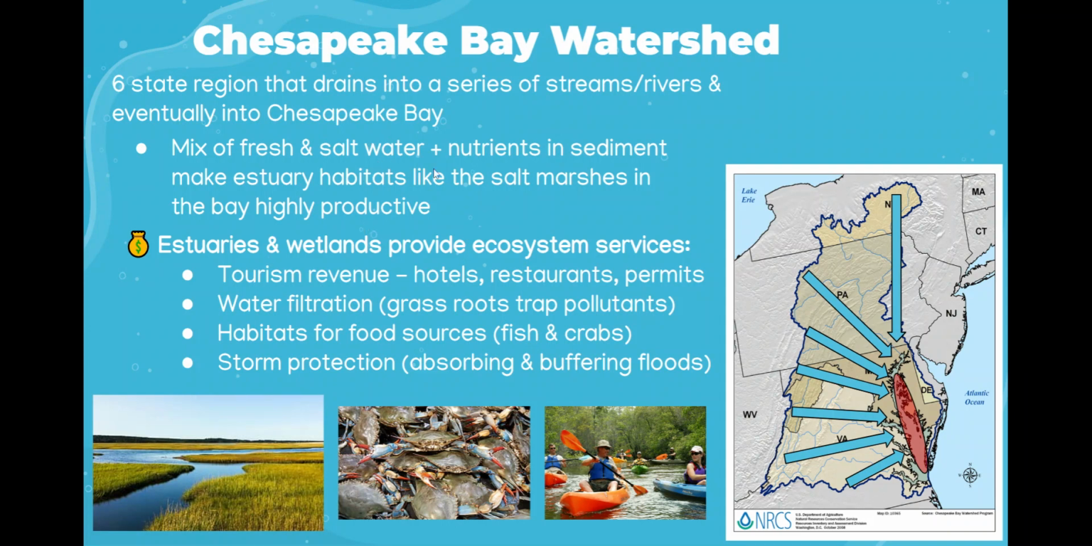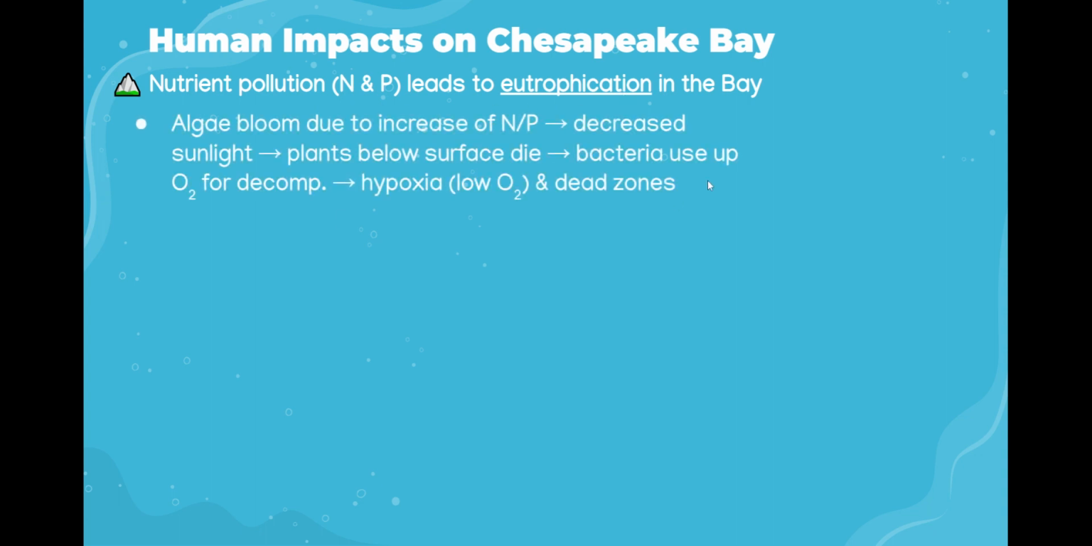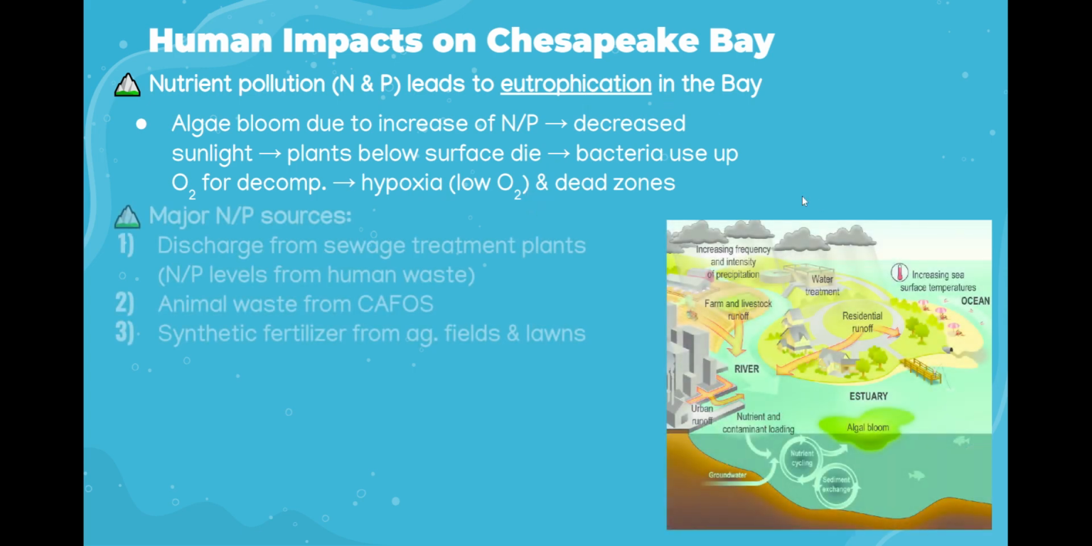Now, because we are using estuaries and wetlands, there are going to be human impacts on them. When we have a lot of nutrient pollution, such as nitrogen and phosphorus, it's going to lead to eutrophication in the bay. We should know by now what eutrophication is. It's when you have an algal bloom due to increased nitrogen and phosphorus. They are limiting nutrients, especially phosphorus. So when you have them in excess, you're going to have an increased growth of algae. They sit on the top layer of the lake or the river, wherever it is, most usually a lake. And we're going to have decreased sunlight. Plants below the surface die because they cannot photosynthesize. Bacteria use up oxygen for decomposition. And then now we have hypoxia, low oxygen, and dead zones, leading to a ton of fish dying off.